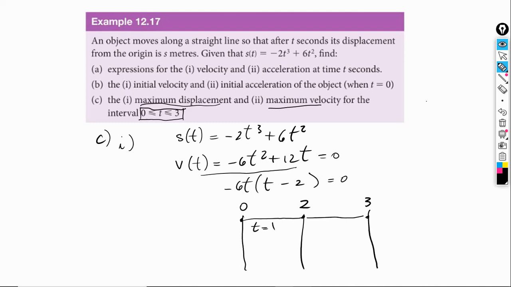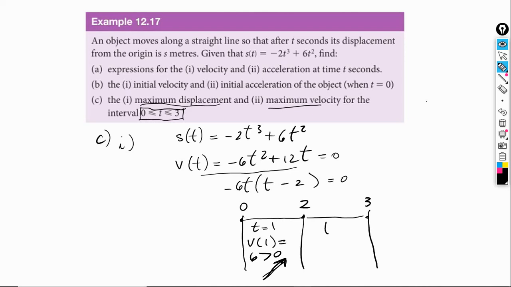So what was the velocity at 1 second? And if we plug that in, it's going to give us 6. So notice that 6 is greater than 0. That means that the displacement was increasing. With a positive velocity, you have a displacement that is increasing. So here, you have a stationary point, and then let's see what happens after that.